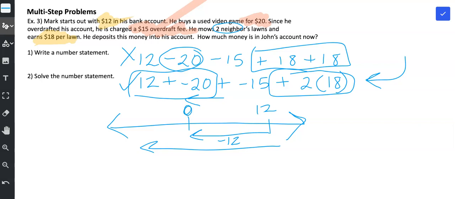Then think about it. What's the difference between 20 and 12? Well, the difference is 8. So I have to move 8 more to the left, and I end up at negative 8. So from here, 12 plus a negative 20 gave me negative 8. So I'm going to go over here and start writing negative 8.